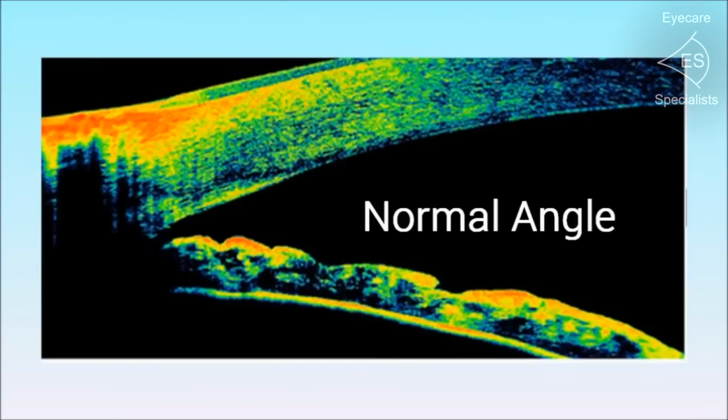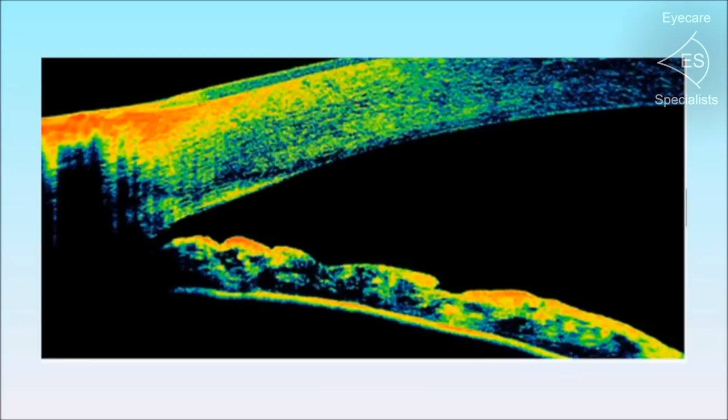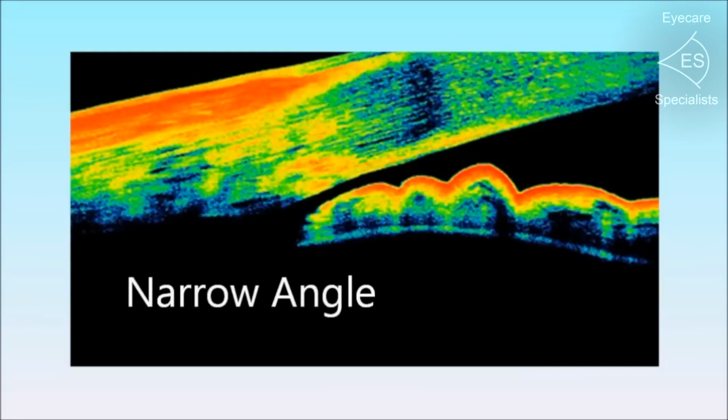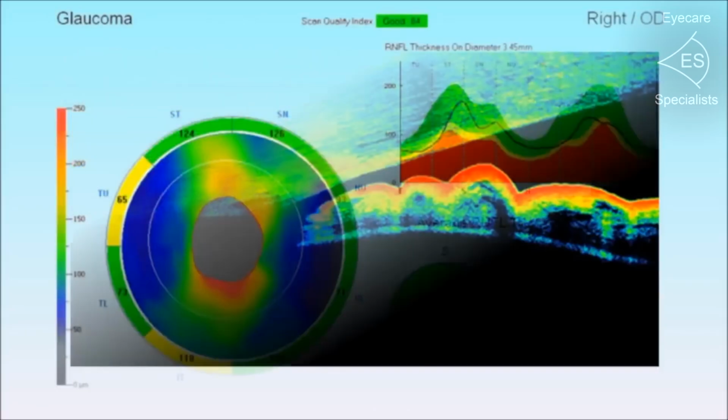The watery fluid inside the eye drains away at a point where the front of the eye, or cornea, meets the iris, or coloured part. If the gap between these two structures gets too narrow, acute glaucoma results. If spotted early, simple laser treatment can prevent the disease.